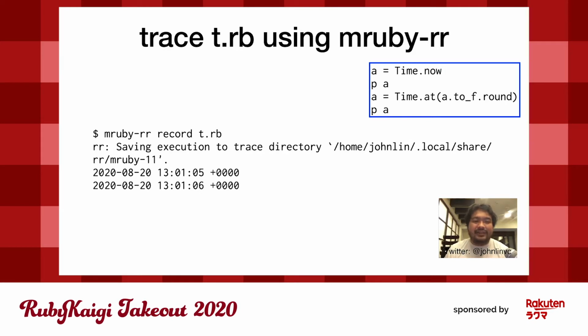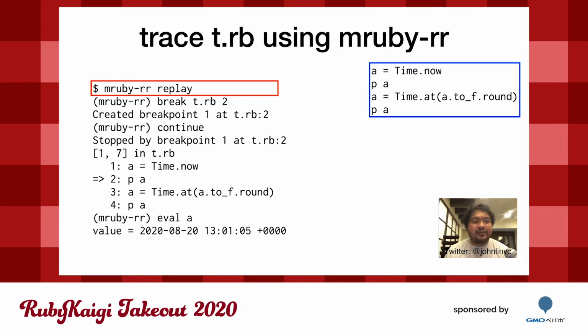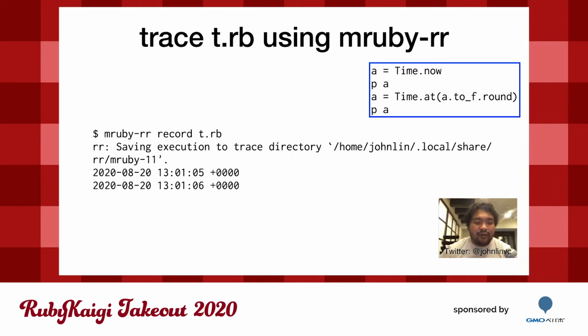So how do we trace that program using mruby-rr? First we record the program using record and pass it the arguments and a script file. So we will run the program as usual, and then you'll get all the output. And you also output the trace data.